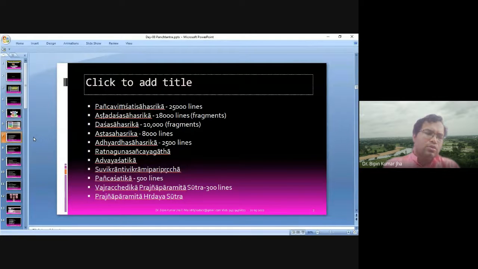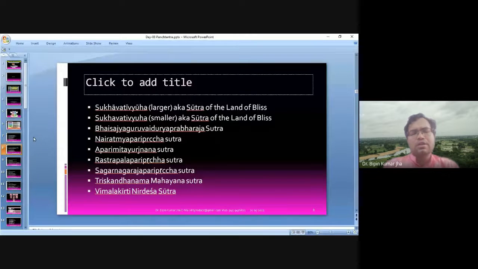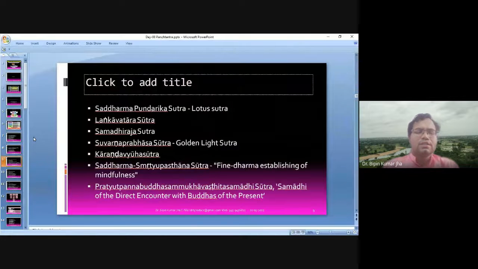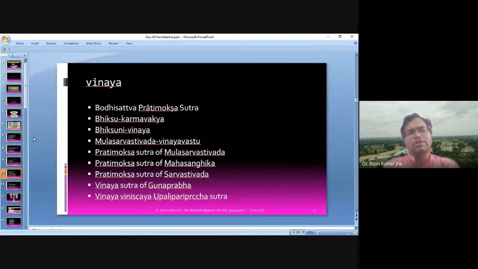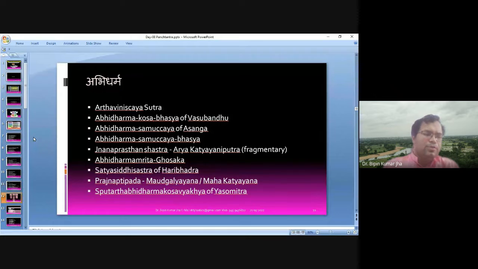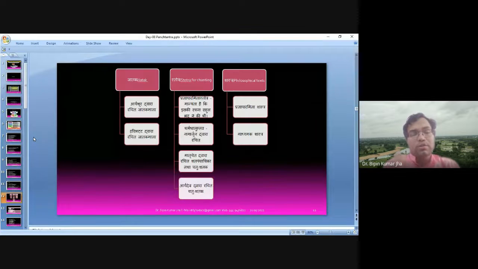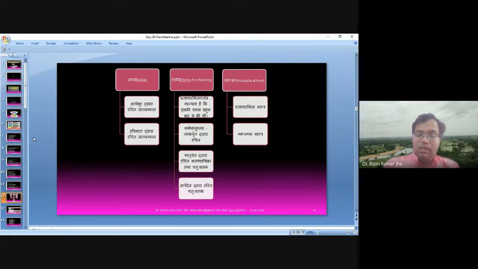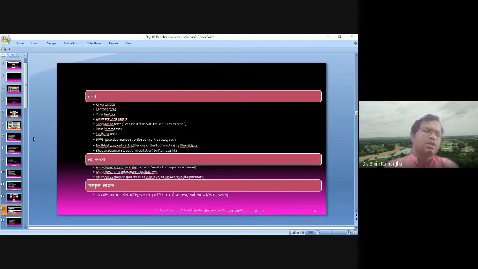Anyway, these texts are concerned with Buddhism, but written either in Sanskrit or translated into Sanskrit. There are so many texts, not only one or two, a number of texts you can see here. And not only this, but also the Jatak stories, the hymns for chanting, or philosophical texts. All these are written in Sanskrit.